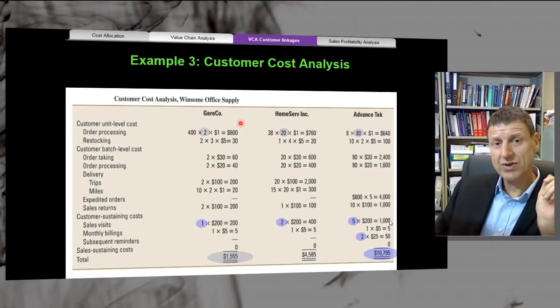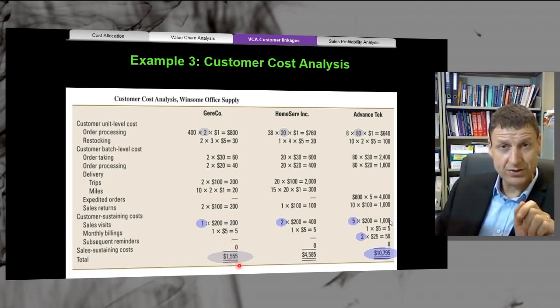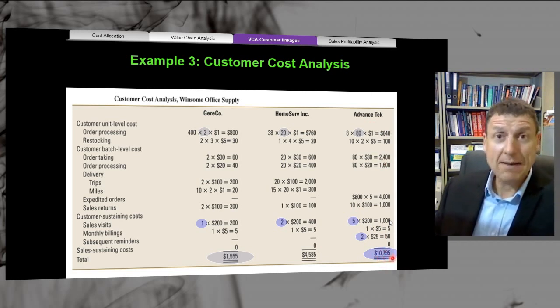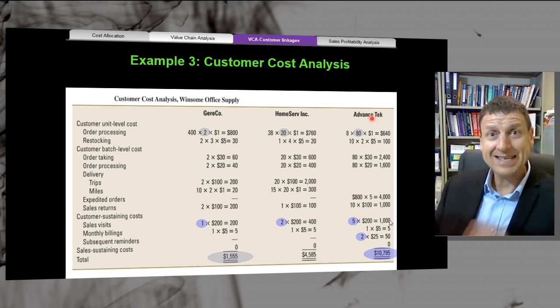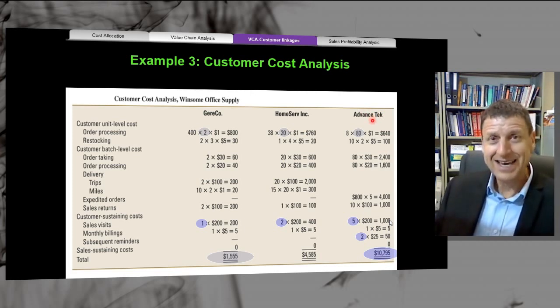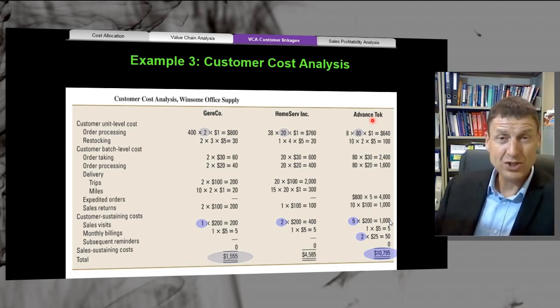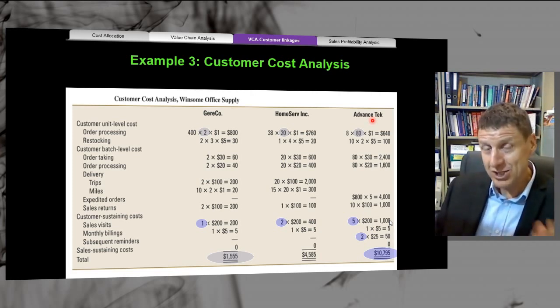In total, Jerry Company is costing you $1,555. Home Service is costing you $4,585. Advanced Tech is costing $10,795. I can't believe it. Wow, they're so expensive. This customer is so high maintenance. Do you really think we could keep this customer on our books? Should we? That's another question.